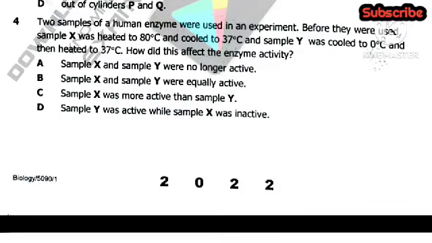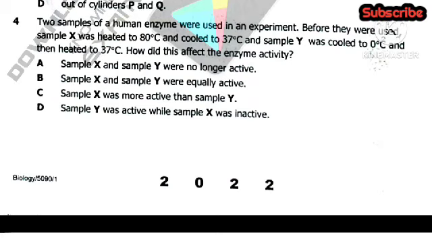Question 4. Two samples of human enzyme were used in an experiment. Before they were used, sample X was heated to 80 degrees Celsius and cooled to 37 degrees Celsius. And sample Y was cooled to 0 degrees Celsius and then heated to 37 degrees Celsius. How did this affect the enzyme activity?